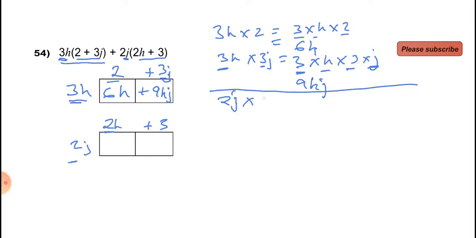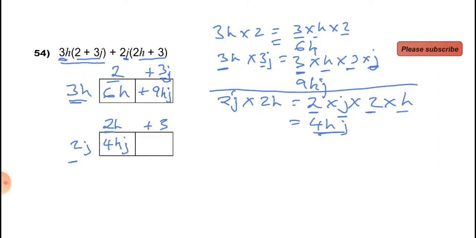2j times 2h is the same as saying 2 times j times 2 times h. So the 2 times 2 is 4, and j times h is jh, but to keep it in alphabetical order we'll just write hj, so 4hj. And then finally 2j times 3 would be 6j, and it will be positive.